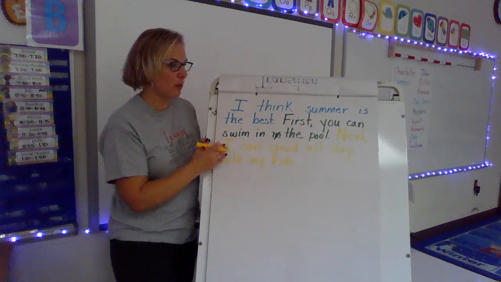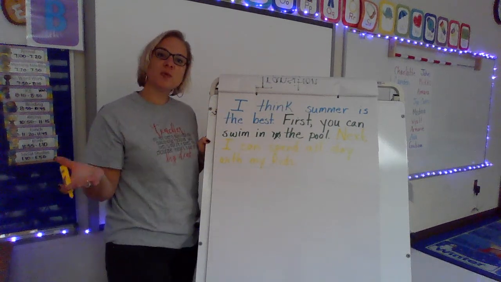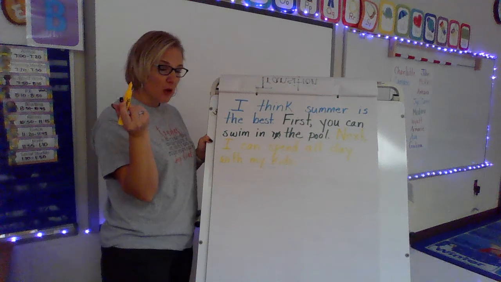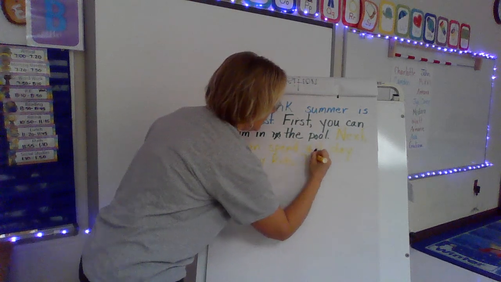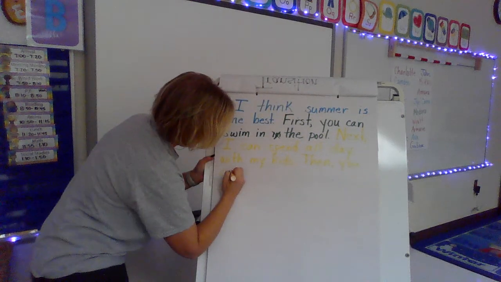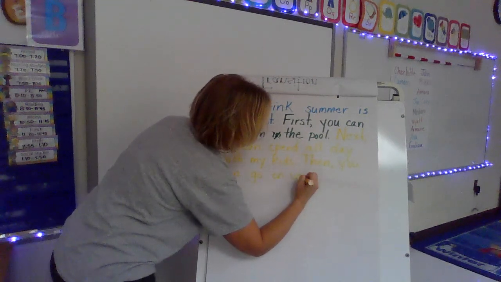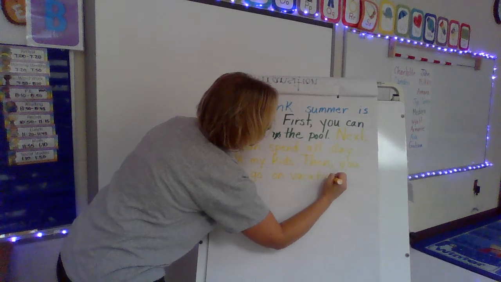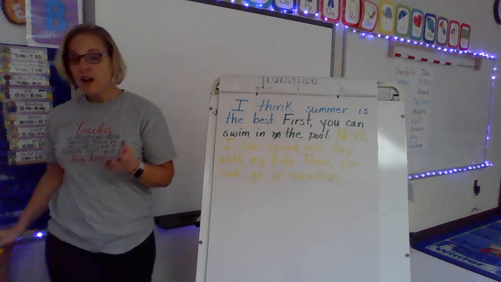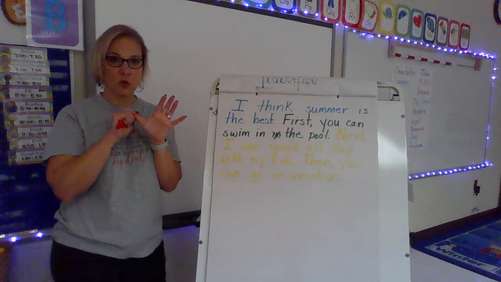And for you guys, you might have put like, next I can spend all day outside, or there's no school. So there's one of those things that makes us happy for summer. I still need another reason, so I'm going to keep my yellow marker out. Then you can go on vacation. Summer is a big time for vacations. And since I'm home with my kids and I get to have them there, I at that point can go on vacation.